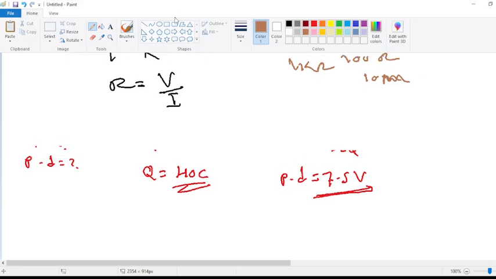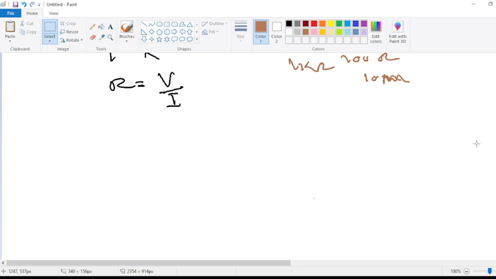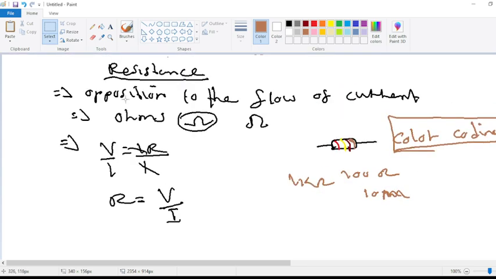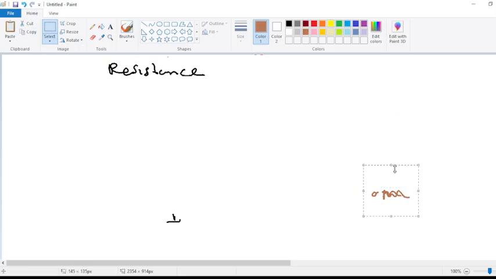Okay, so let me give you an example of a question to calculate, not using the colors, but using the formula, being given the potential difference, the voltage, and the current. How do you calculate the resistance being given those parameters? This is what we are going to discuss, how it has to be calculated.